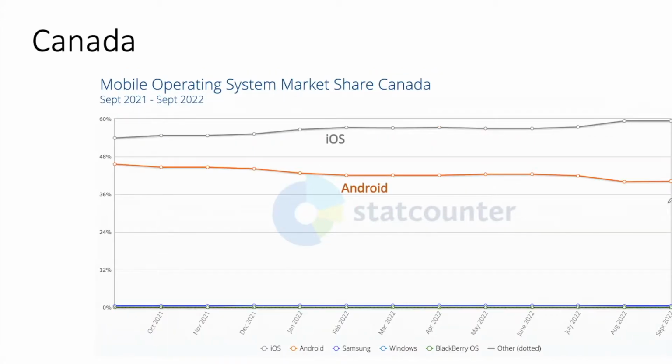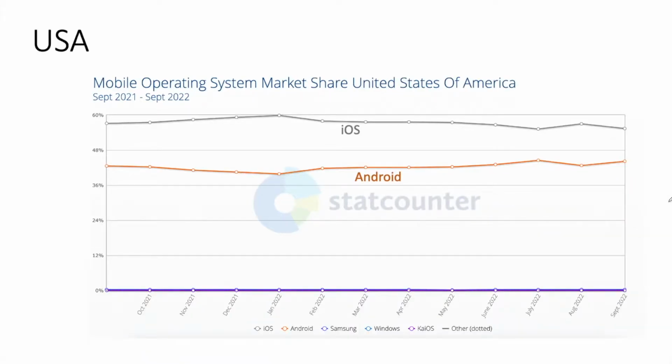In Canada, iOS is bigger than Android, but Android is also significant. And the picture in the United States is very similar to Canada, where iOS is the largest mobile operating system, but it is followed by Android, which is not too far behind.